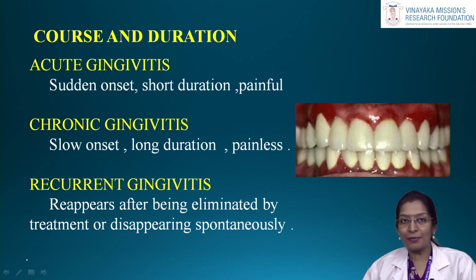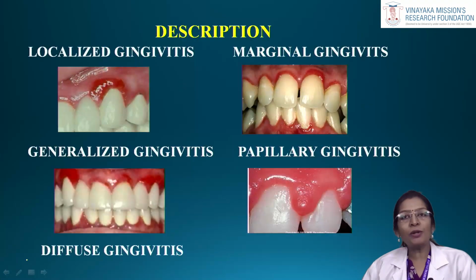Acute gingivitis is the term given when it is of sudden onset, short duration and is quite painful. Chronic gingivitis is the most common one, of long duration, slow onset and quite painless. Recurrent gingivitis is the term given when the gingivitis reappears even after being eliminated by the treatment. And based on the description, it is classified as localized gingivitis, marginal gingivitis, generalized gingivitis, papillary gingivitis and diffuse gingivitis.